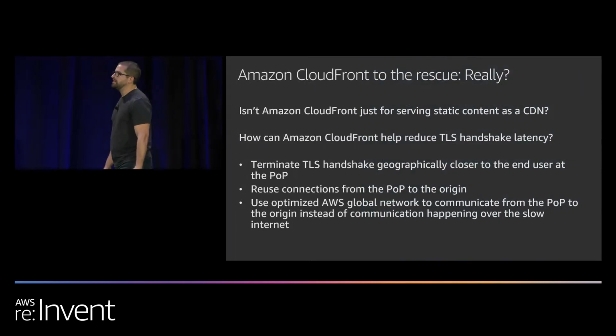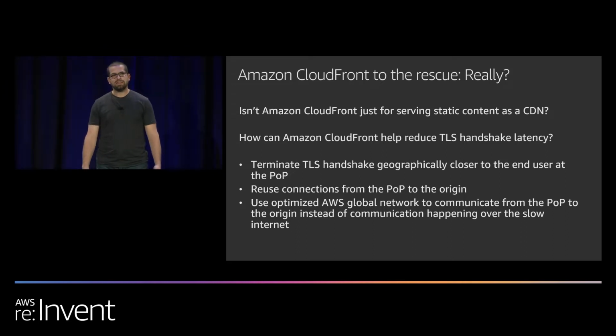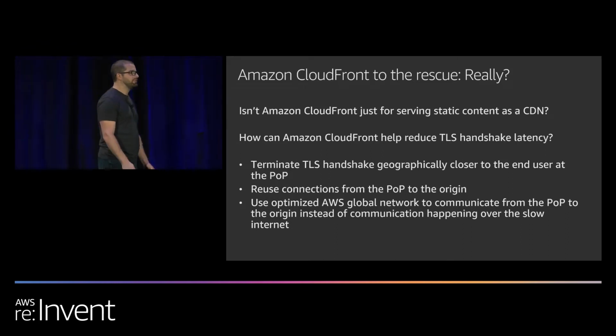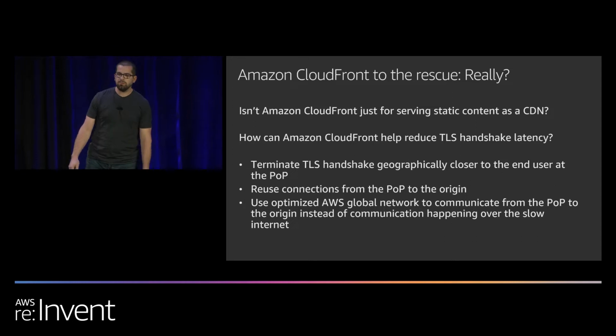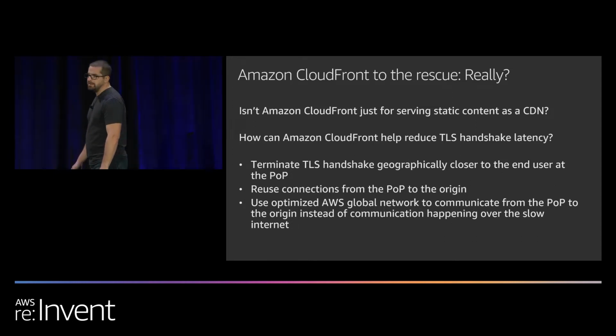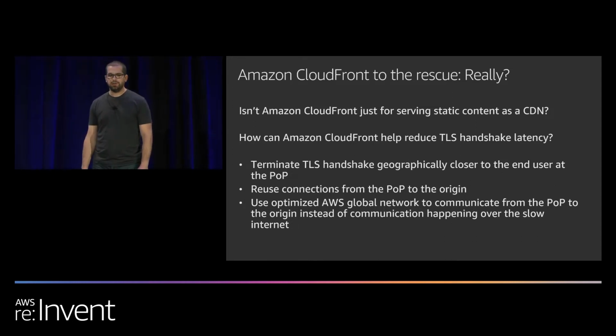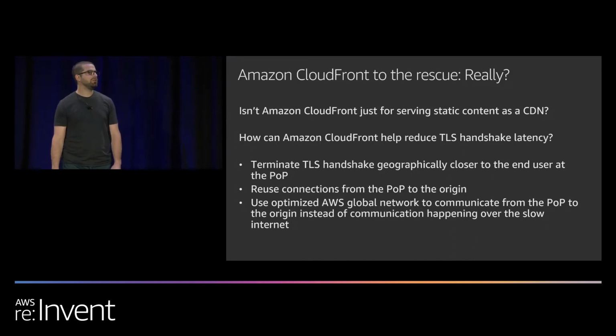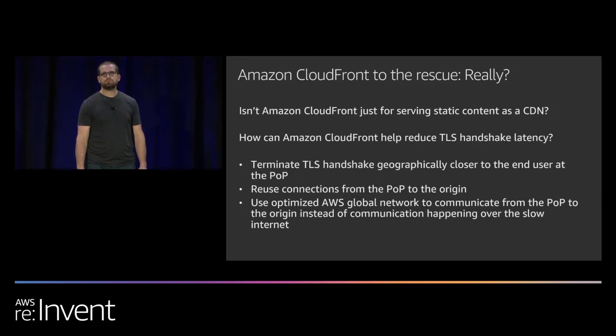But of course, CloudFront being a CDN, and we have dynamic content that is not cacheable, the question we asked was, isn't CloudFront a CDN? Isn't that just for static content? And what we didn't realize at the time, but we realize today, is that there's actually proxy mode. Proxy mode gives us a number of benefits. We can terminate the TLS handshake geographically closer to the end user at the POP. We can reuse connections from the POP to our origin. And we can also use the optimized AWS global network to communicate from the POP to the origin instead of going over the slow internet.